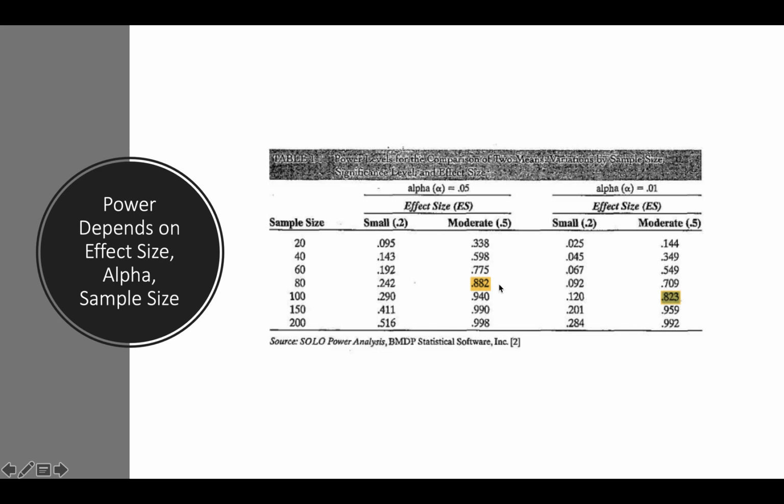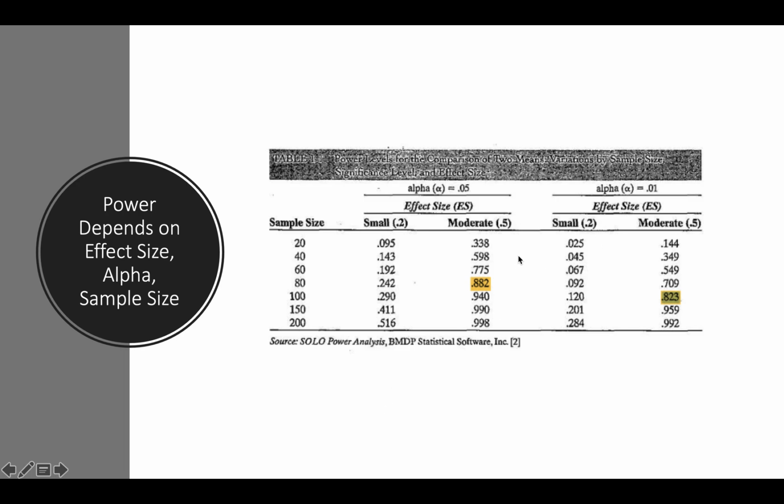Now, I will say the rule of thumb is 0.8, right? So we typically want a 0.8 power. So in order to get a 0.8 power, that's sensitive enough, that's our rule of thumb, with a moderate effect size at an alpha of 0.05, we need at least 80 people. If it's a smaller effect size, we're going to need well over 200 people, right? So it's actually going to be a lot more.